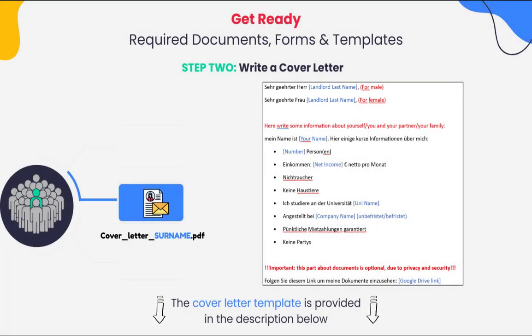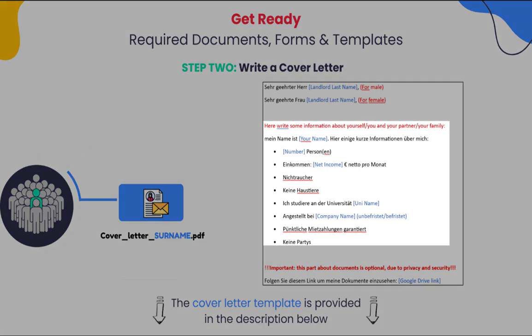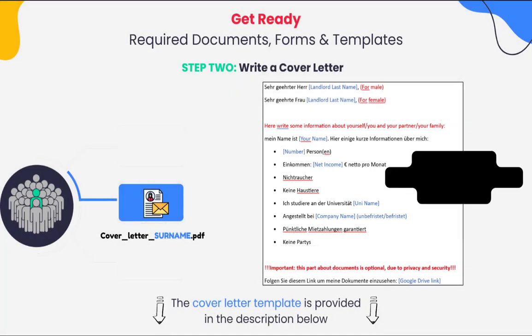Next, introduce yourself. Mention your name, income, whether you smoke or not, whether you have pets. Include if you study at a university or work at a company. Add a few extra points to reassure the landlord that you will pay the rent on time, you are not a party person, or any other relevant positive information.